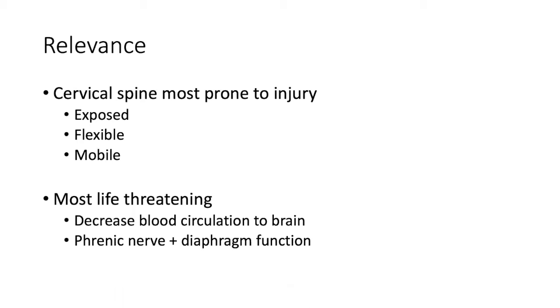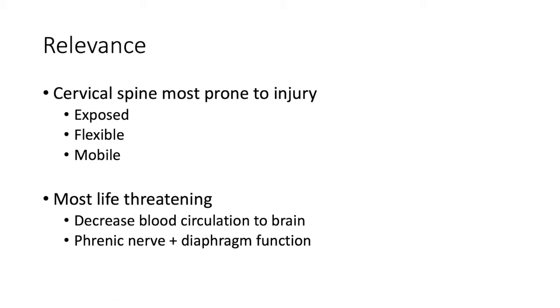So the relevance of why we should know about unstable cervical spine fractures is because the cervical spine is the most prone to injury: it's the most exposed in the body, the most mobile, and also the most flexible. The importance is that you have the spine and the nerves going through there, and most importantly, your innervation of the diaphragm, which if you take out, then a person won't be able to breathe. So that's the most important thing.